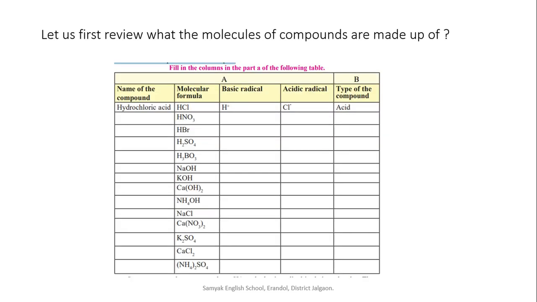Now here is a list of a few chemical compounds. They have given a table with molecular formulae for these compounds, and they want you to know the names of these compounds, the basic radical, that is the positive ion, cation, and acidic radical, that is the negative ion, anion, and the type of compound, whether it's acid, base or salt. So take this as homework and find out what these compounds are.